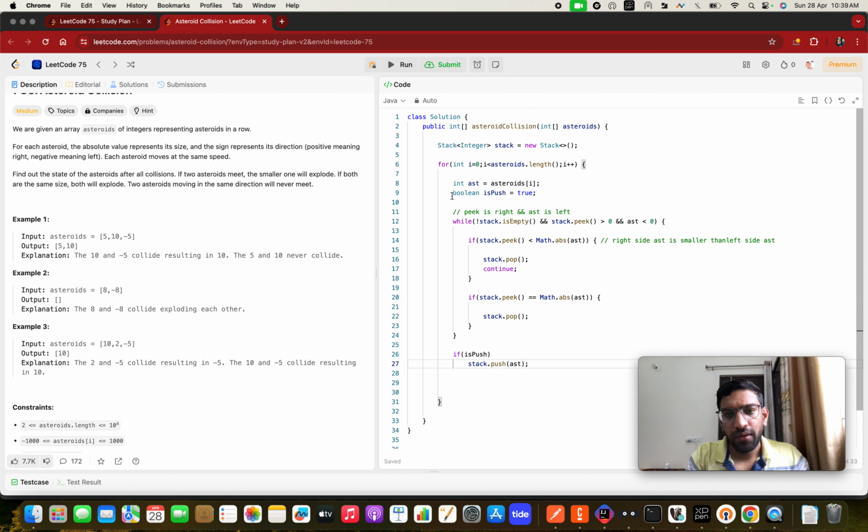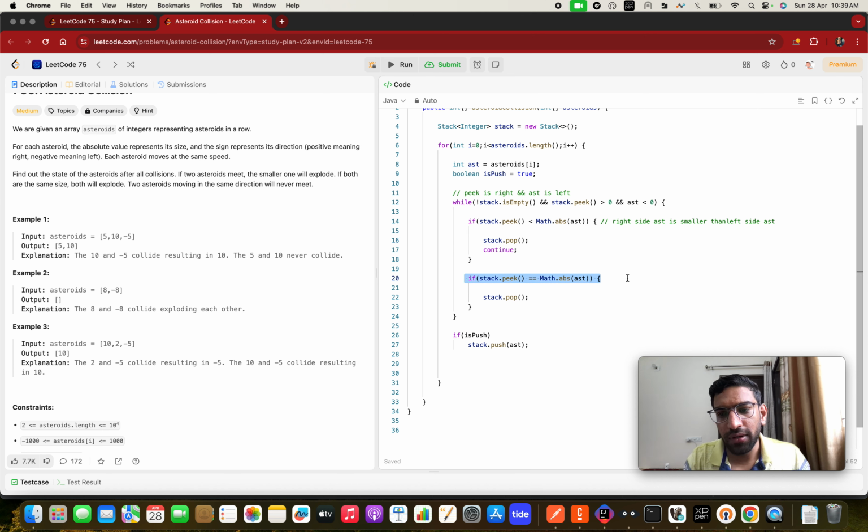Now, if our stack peak element is going to the right direction and our current asteroid is moving to the left direction, and if our right side asteroid is less than our left side asteroid, we are saying our right side asteroid will explode. That's why we have popped it from the stack. Then we have said that if both the asteroids that are coming are equal in size, both will explode and nothing will go to the stack. So that's why the last asteroid on the stack, we have popped it from the stack.